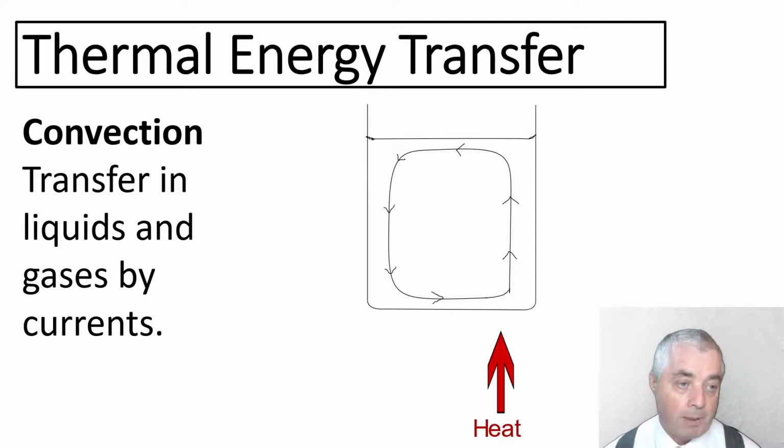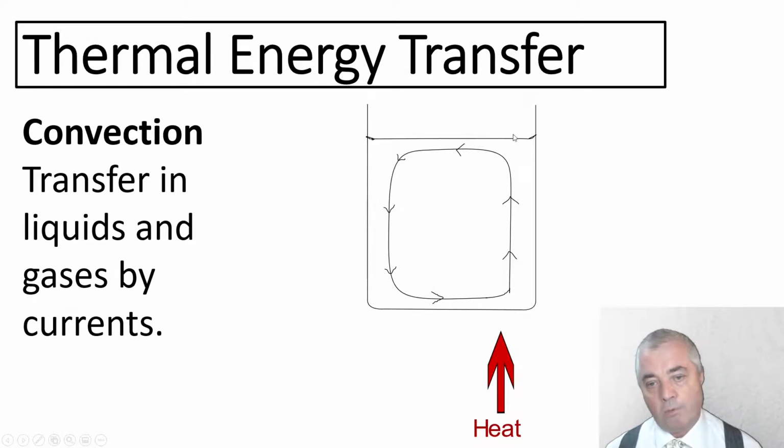Another way that thermal energy can move is by being transferred by currents in substances. But for currents, the substance has to be able to move. And the substance is only going to move if it's a liquid or a gas. If it's a solid, it can't flow. So convection, this method of heat transfer, only happens in liquids and gases. And we've got an example of it happening here.